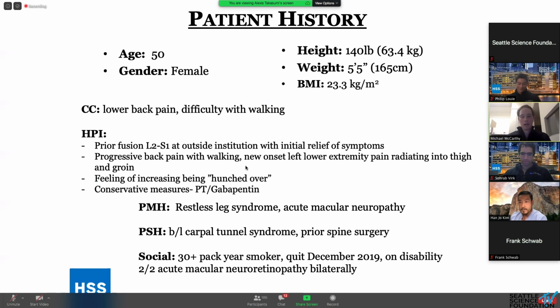She's seen a couple other physicians. She's exhausted conservative measures, including gabapentin, physical therapy. Past medical history really is only significant for acute macular neuropathy. She had bilateral carpal tunnel releases and was a former smoker, quit in December of 2019. And due to her acute macular neuropathy, she's on disability.